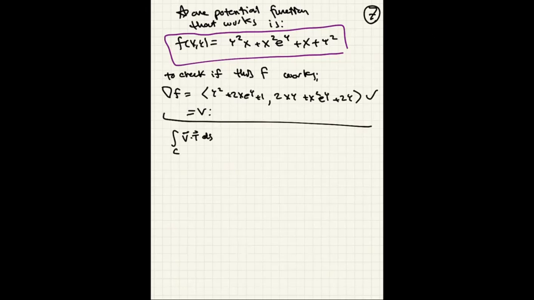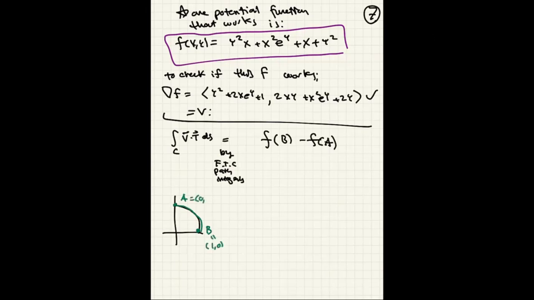So let's not do that integral, and let's actually just say, by the Fundamental Theorem of Calculus for path integrals, this is just f of my final point b minus f of a. And I'll remind you what the curve was. This was this curve right here. So this was my b, this was my a. B is 1 comma 0, a was 0 comma 1. And so if I plug all that stuff in, I got f of 1 comma 0 minus f of 0 comma 1.